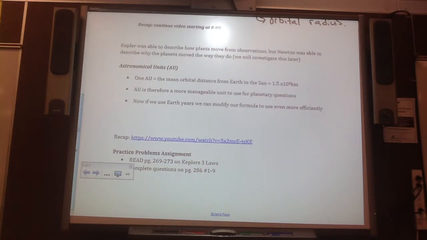And another thing to note, when you're actually using Kepler's law, using kilometers or meters is really difficult because you're dealing with space and things spread out very far apart. So they use something called an astronomical unit. So again, I just want you to be aware of this. You don't have to use it, but know what an AU is.